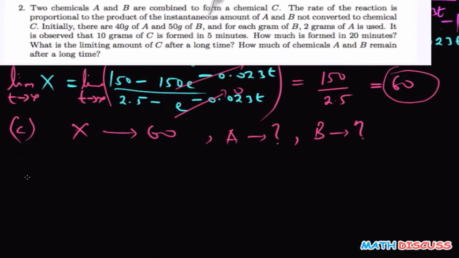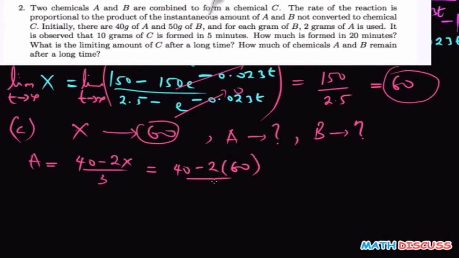So as t tends to infinity, we have A equal to (40 minus 2x) all over 3. And after a very long time, we know that x becomes 60. So this is going to be (40 minus 2 times 60) divided by 3. And that gives us 0. So nothing is left after a very long time for A.